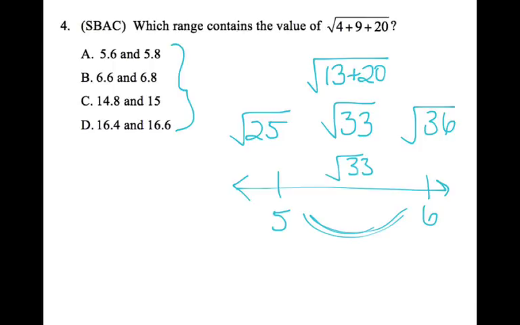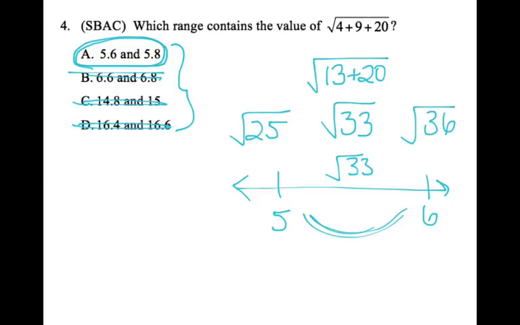Now, I could take a look at my choices and see if there's an obvious choice. I need a number between 5 and 6, which actually gives me A. B is too large. Okay, B is going to be between 6 and 7, so B is out. C is between 14 and 15, that's out, and D is also out.